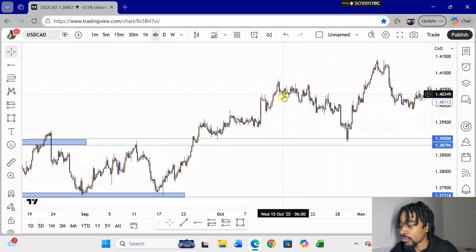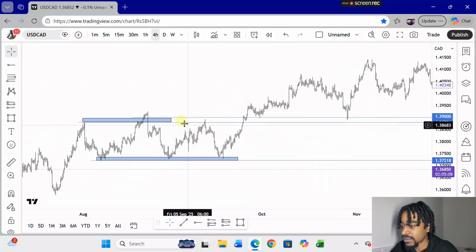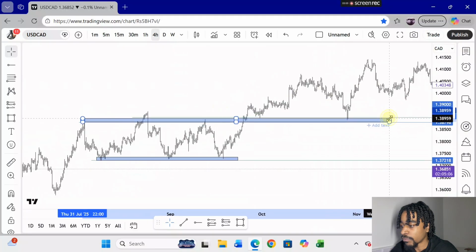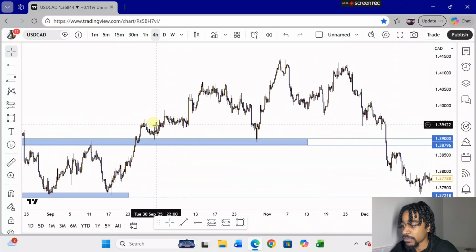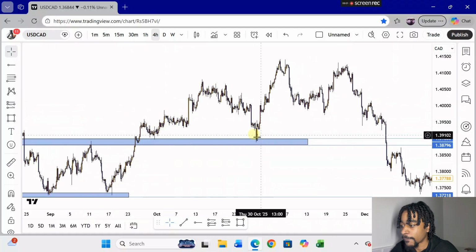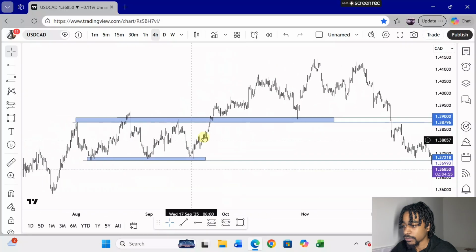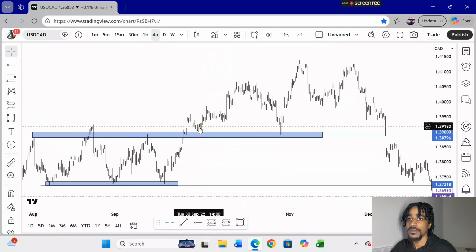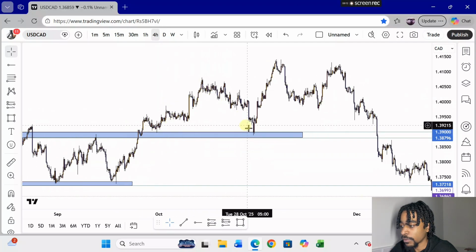And then later on in the month, we actually test this whole area of resistance. So this is an example of resistance becoming support, as you guys can see here. So we break out of resistance, resistance becomes support, and we continue to push higher.